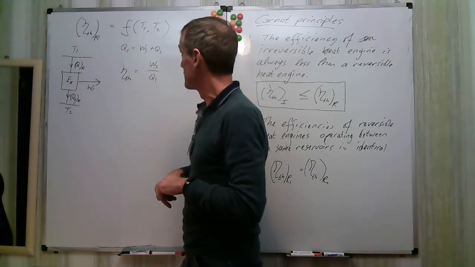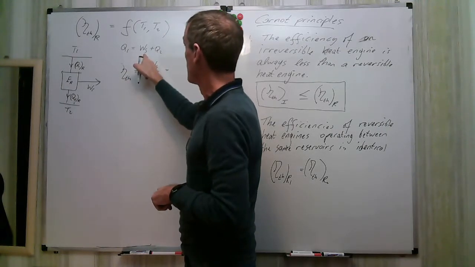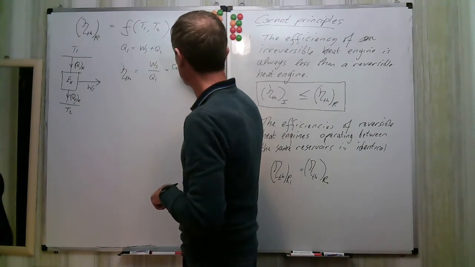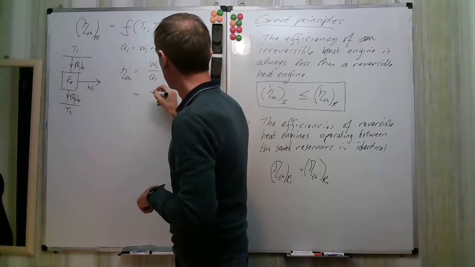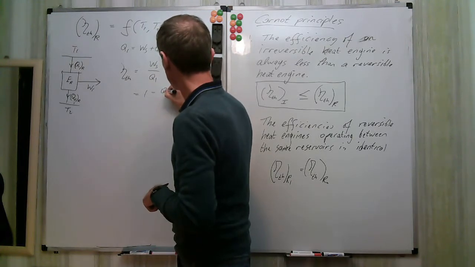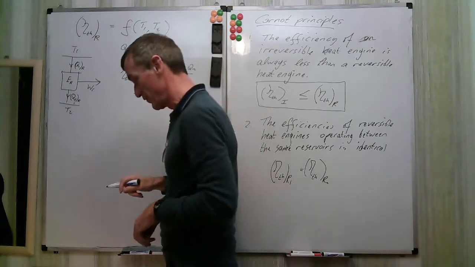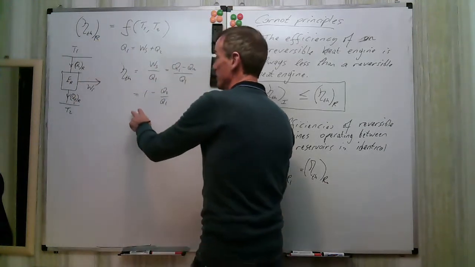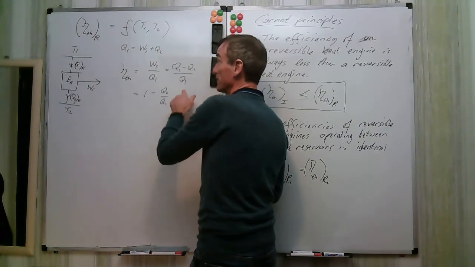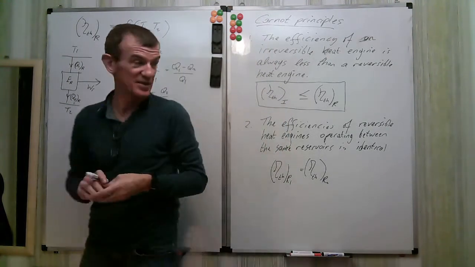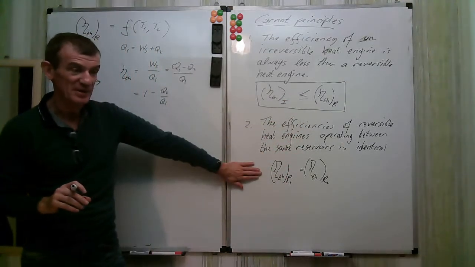So what I can do then: the thermal efficiency is WS over Q1, which is Q1 minus Q2 over Q1, and I could write that as 1 minus Q2 over Q1. So that was the thermal efficiency. And for a reversible situation, this can only depend on the two temperatures. That's the conclusion drawn from Carnot's principle.